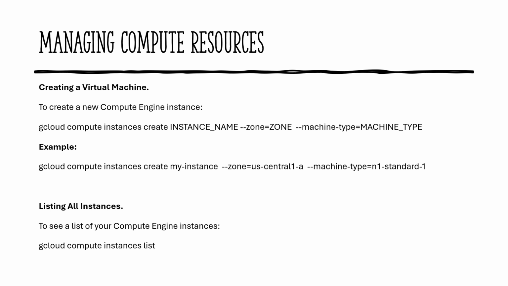Starting and stopping instances. Starting an instance. gcloud compute instances start INSTANCE_NAME --zone=ZONE. Stopping an instance. gcloud compute instances stop INSTANCE_NAME --zone=ZONE. Example: gcloud compute instances stop my-instance --zone=us-central1-a.